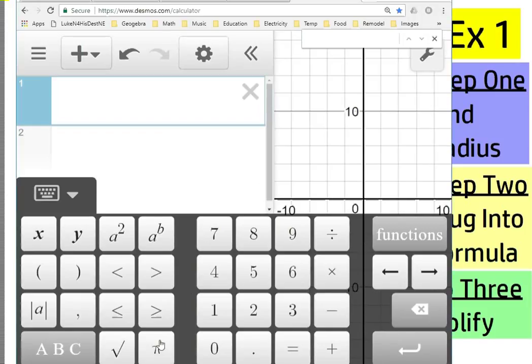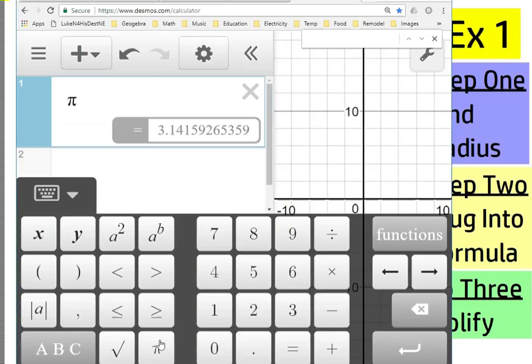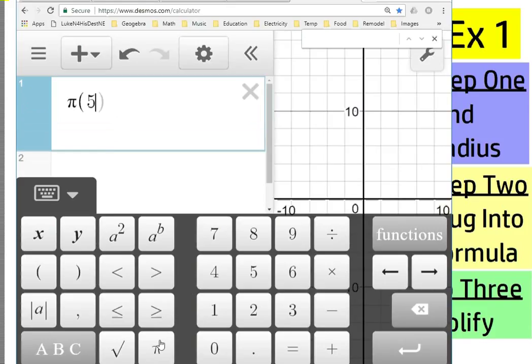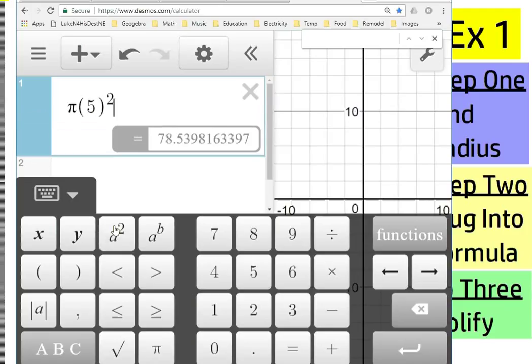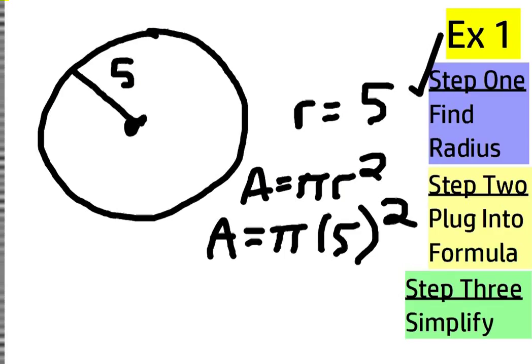Okay, here's the pi button. Then I'm going to put parentheses. I'm going to put in my 5. And then I'm going to use the arrow to get out of the parentheses. And then it has a square button on it. It's that simple, okay? I'm going to round that to 78.5 to the nearest tenth.